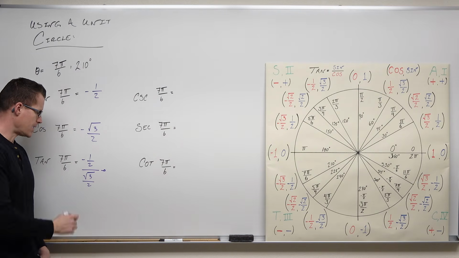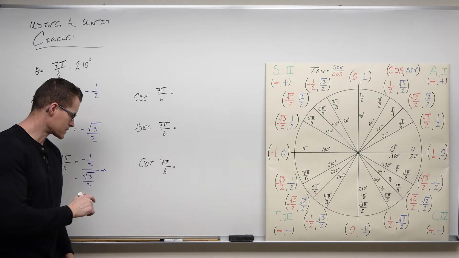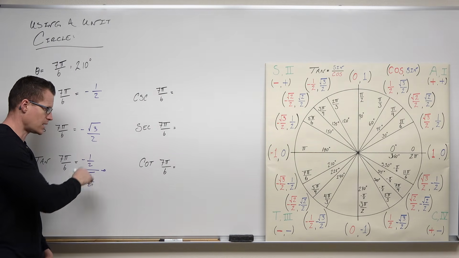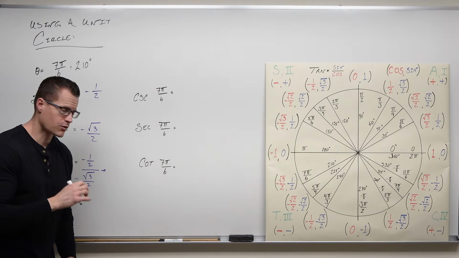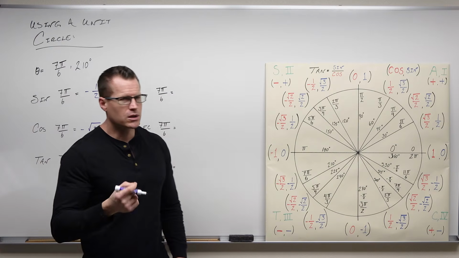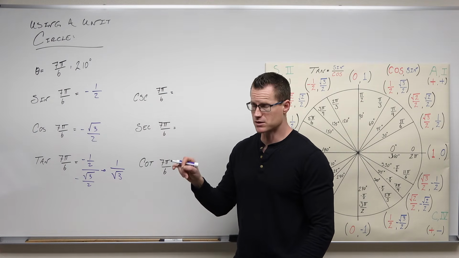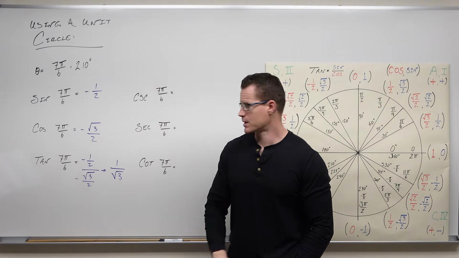If we simplify that, remember they're both negative, so negative divided by negative is a positive. If you reciprocate and multiply, the 2's will cancel, the negatives will cancel, and you'll get 1 over the square root of 3. We really shouldn't leave it like that. We're going to rationalize by multiplying by the square root of 3 over the square root of 3. We're going to end with the square root of 3 over 3.